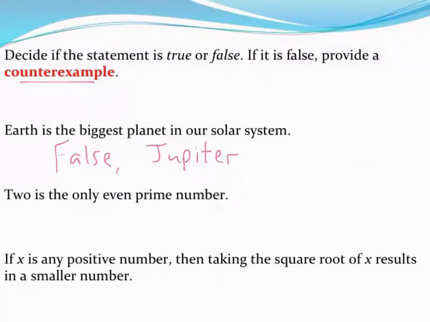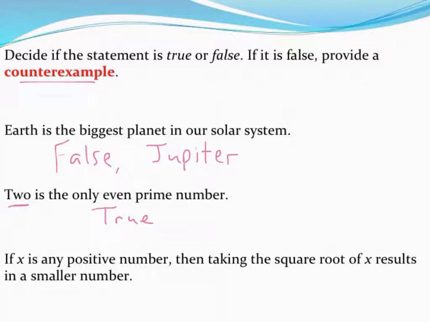Next up, they say 2 is the only even prime number, and I may start to think and try to find a counterexample. Maybe I'll try 4, but 4 is not prime, or 100, but 100 is not prime. And pretty soon I realize that any even number is going to be divisible by 2. 2 is the only one that's going to work because 2 and 1 are the only divisors, the only factors of that. So this is in fact a true statement. I can't come up with a counterexample.